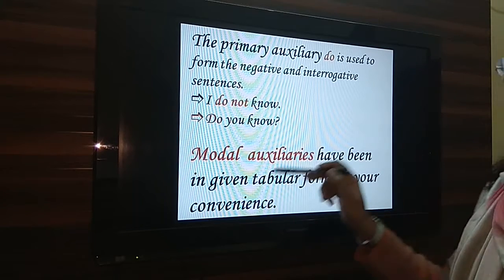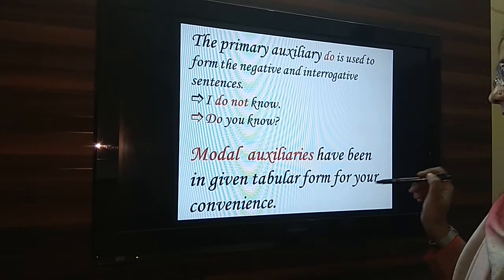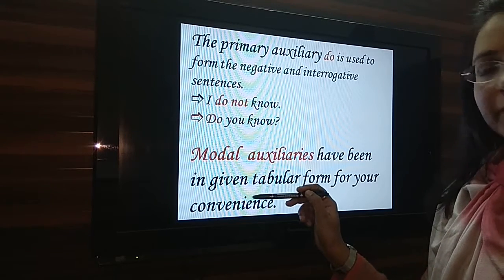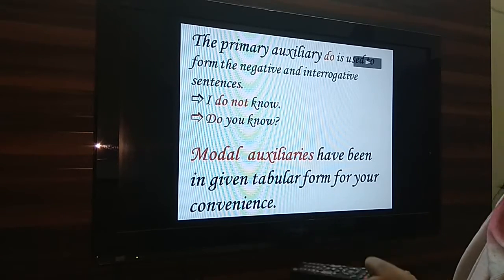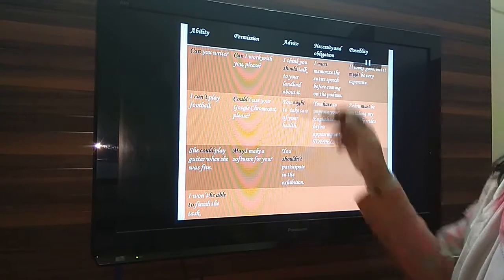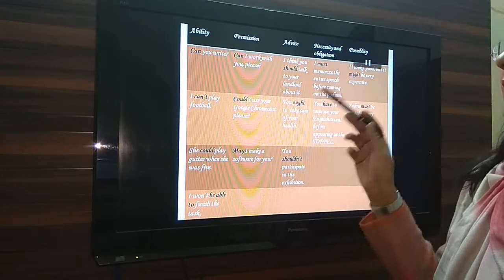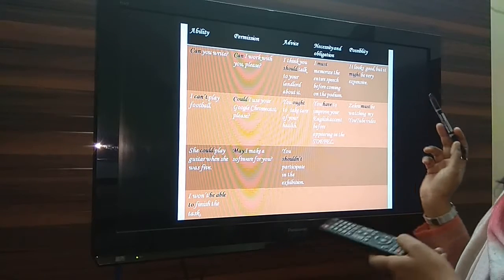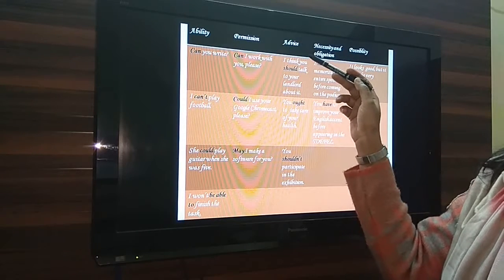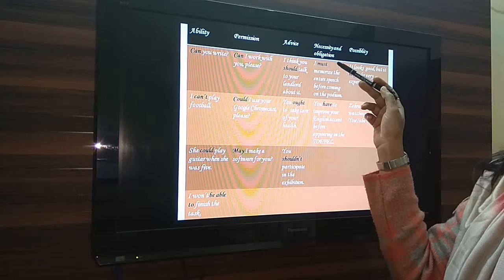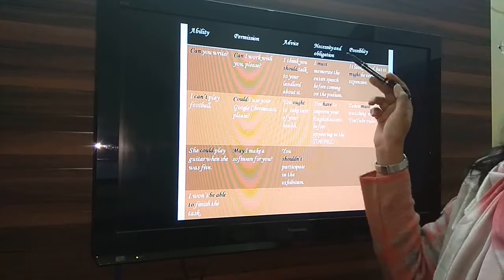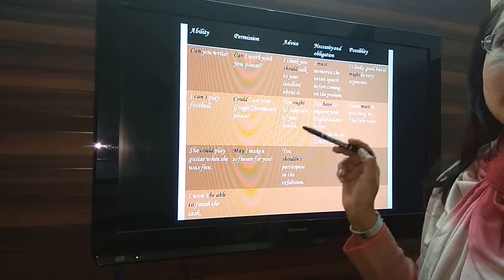Modal auxiliaries have been given in tabular form for your convenience. Here there is a typing error, so please do not mind. Now let's discuss the speaker's general intentions like ability, permission, advice, necessity and obligation, and possibility. These intentions are all expressed by means of modal auxiliaries.